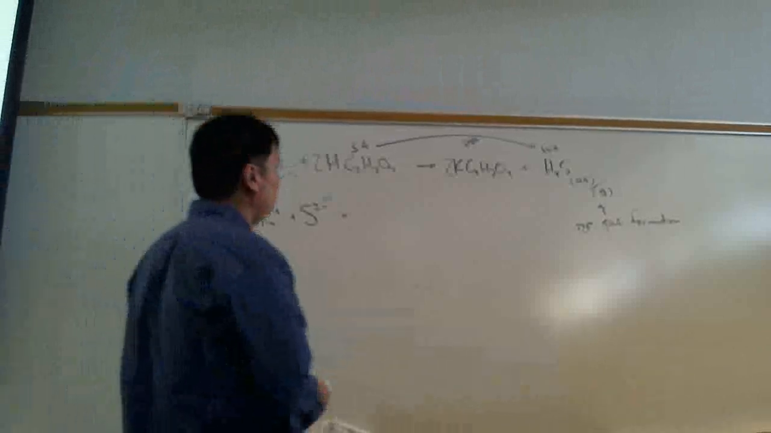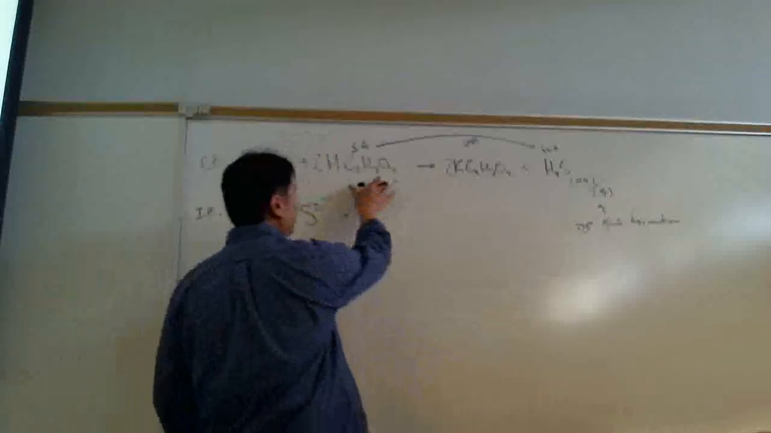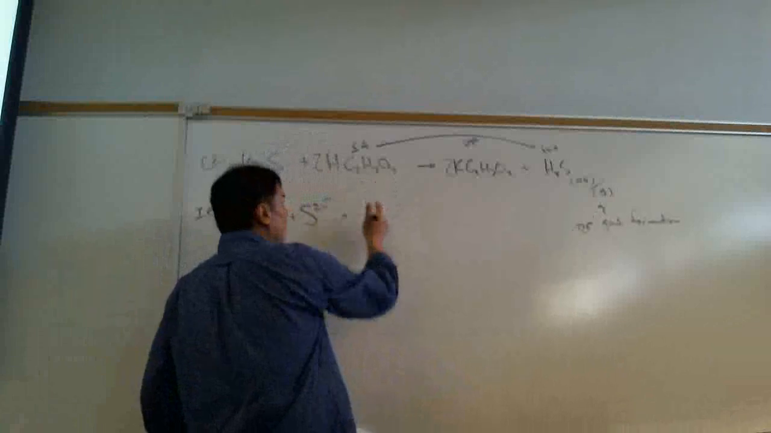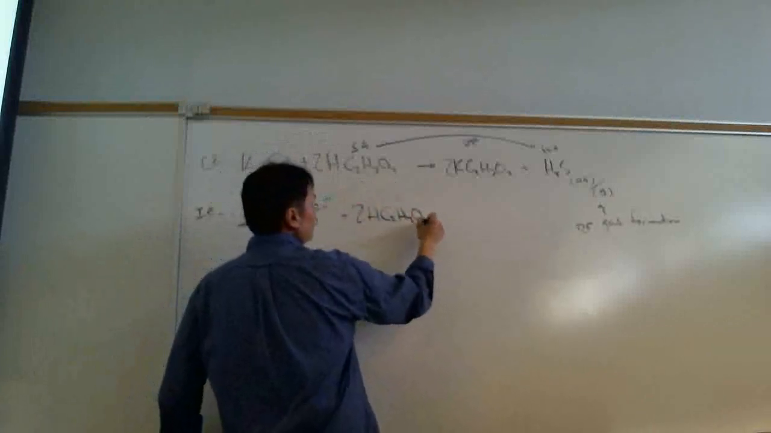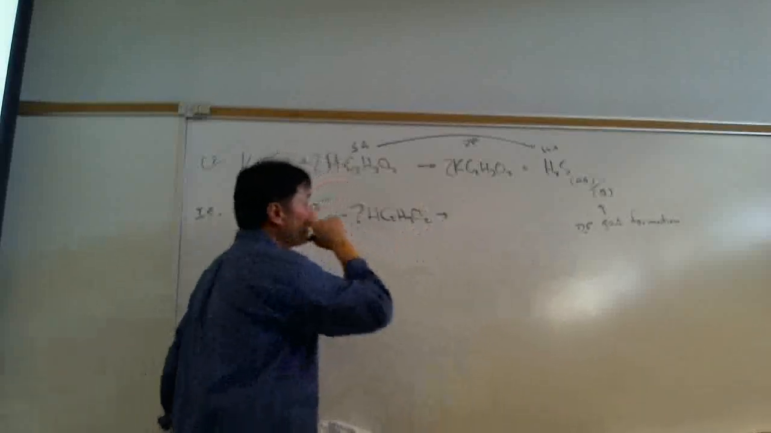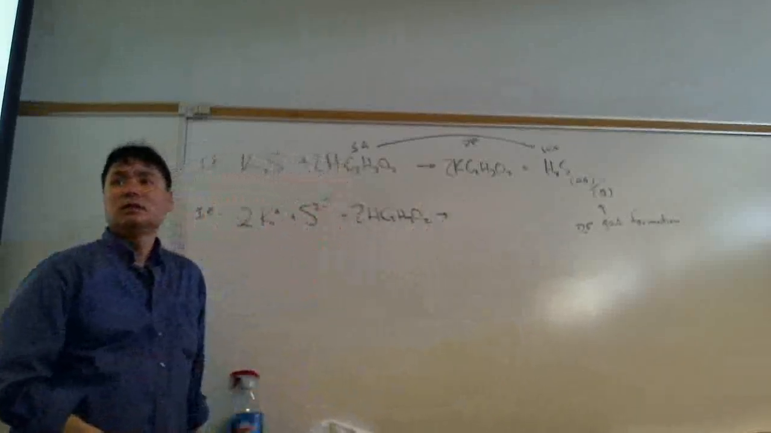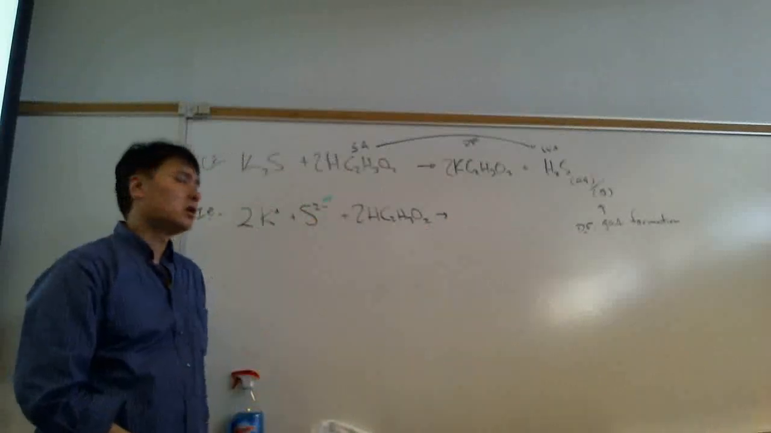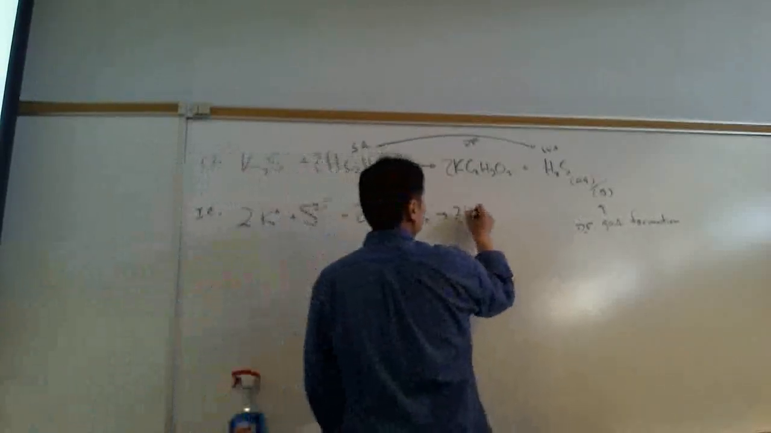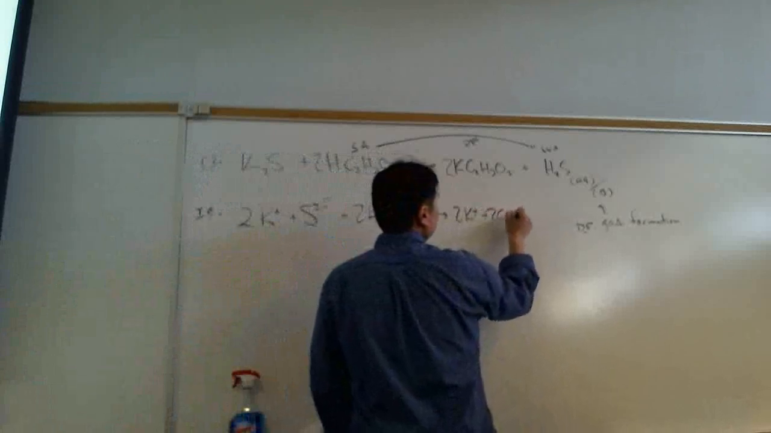And so weak acids, do we dissociate those? No. So we leave this alone. Major species will be acetic acid molecules. Potassium acetate, dissociate that. Soluble salt, yes, is dissociated. So 2 potassiums and 2 acetates.